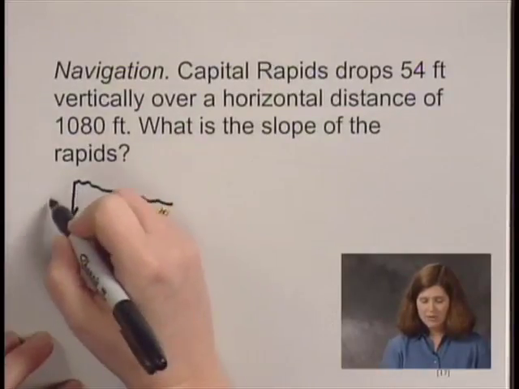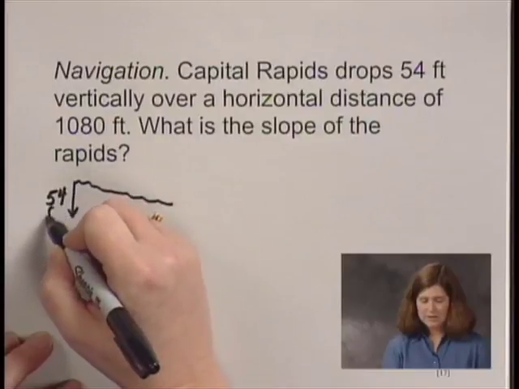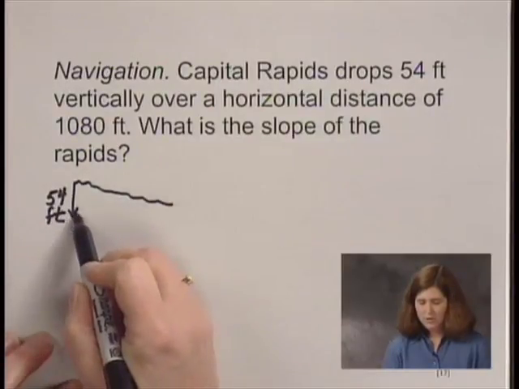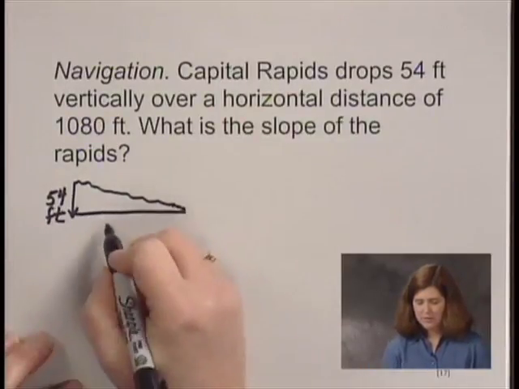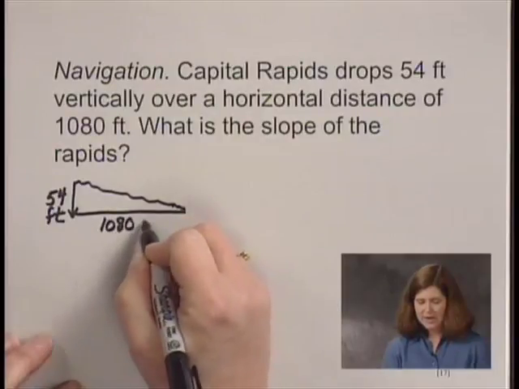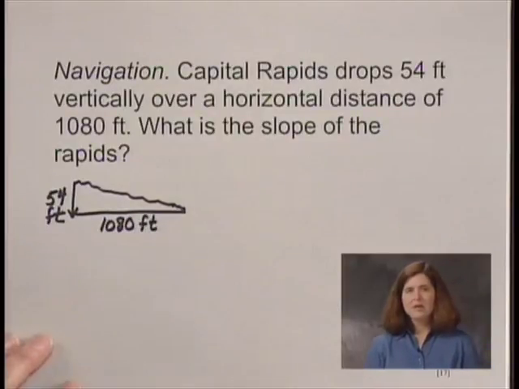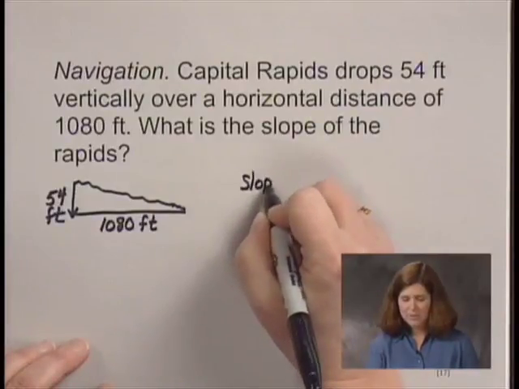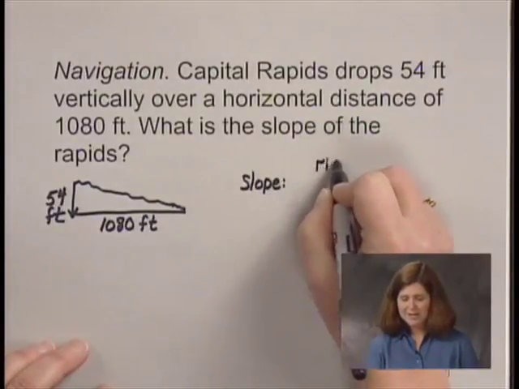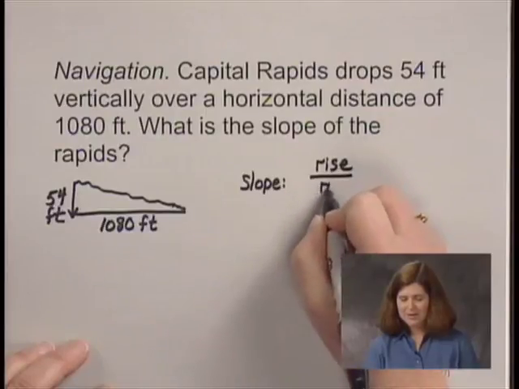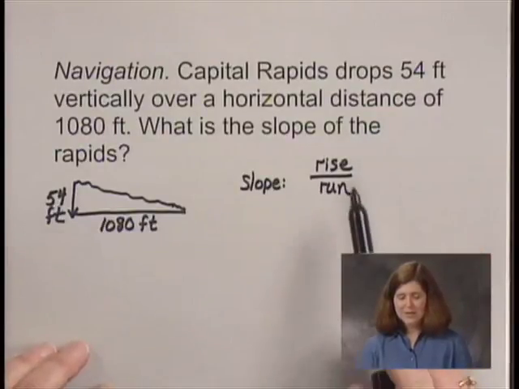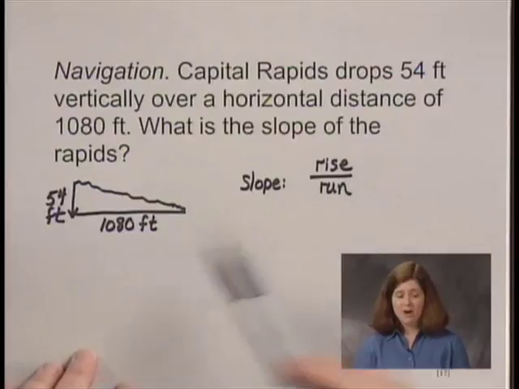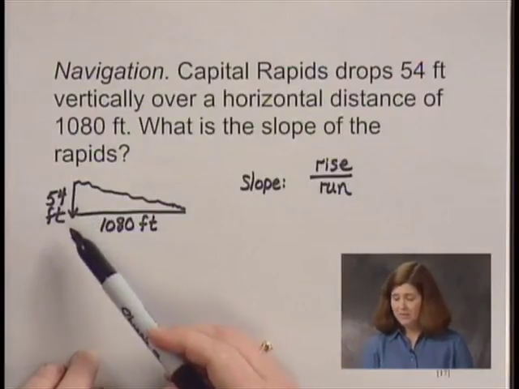They drop 54 feet over a horizontal distance of 1,080 feet. The slope of the rapids, we can think of slope as rise over run. Now in this case, rise is actually a fall. It's a drop, so we're going to use a negative number.